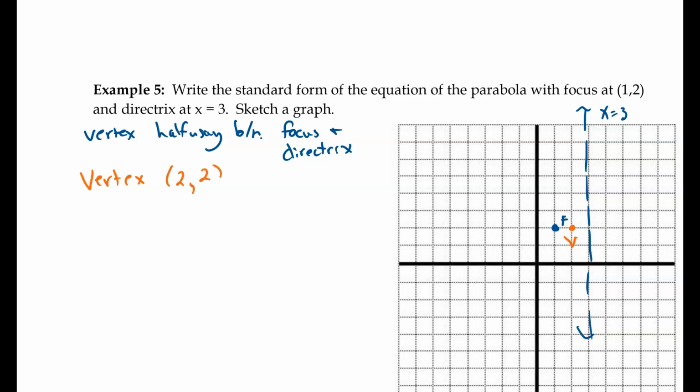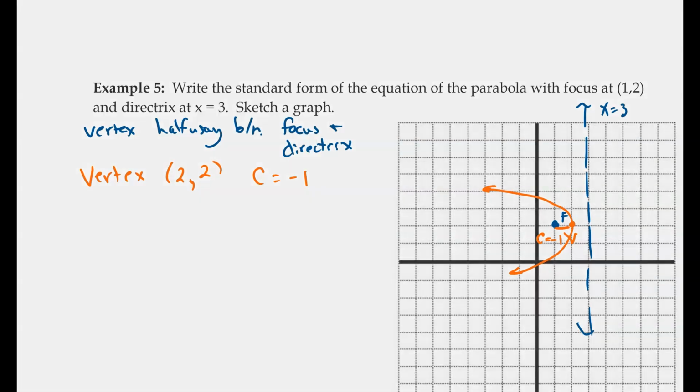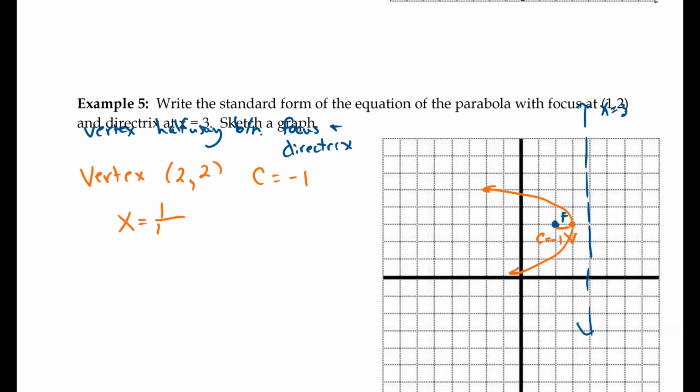Okay. What does that mean my C value is, right? Well, if the focus is going this way, that means I'm opening this direction, and then my C value is actually a -1 because I'm going to the left. So it helps me find my C value too, because it even tells me the direction that I'm opening. Now I have everything to plug in, okay? So with this, since we're opening to the left, we're in this format. X equals 1 over 4c times the quantity y minus k squared plus h.